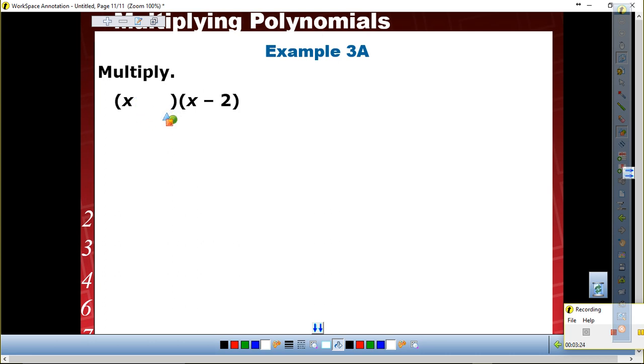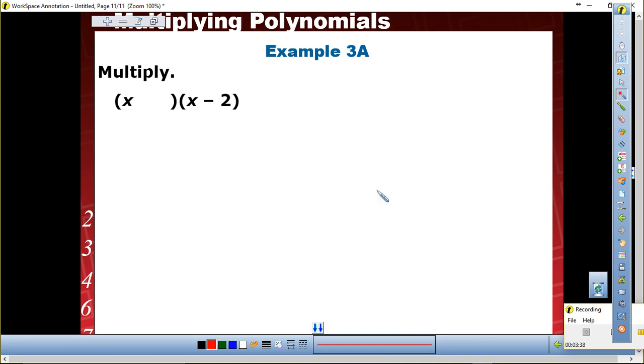Take this part away. Is it a monomial now? And do we know how to distribute that here? Yes, right? x times x and x times -2. Is that correct? So watch. I'm going to do that step first. So I'm going to start with red.